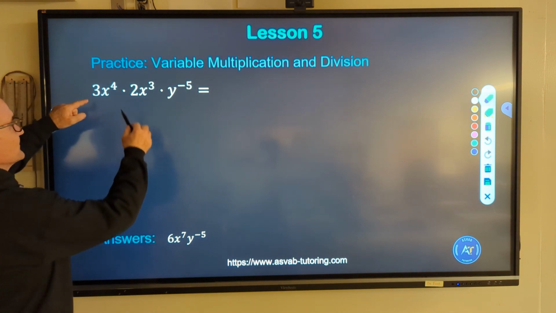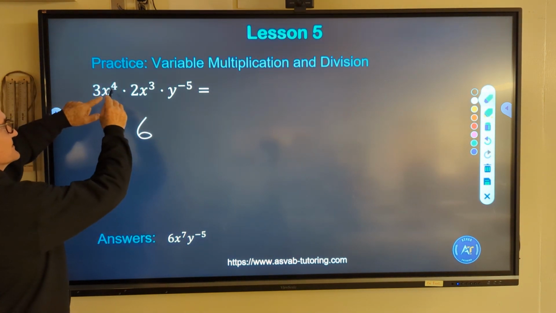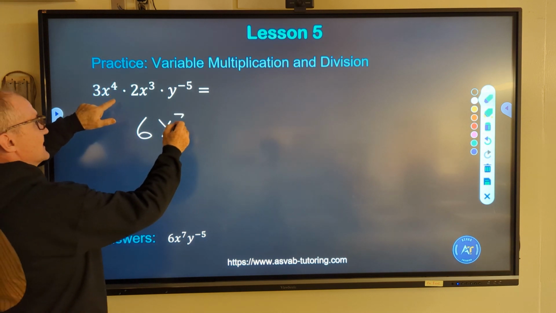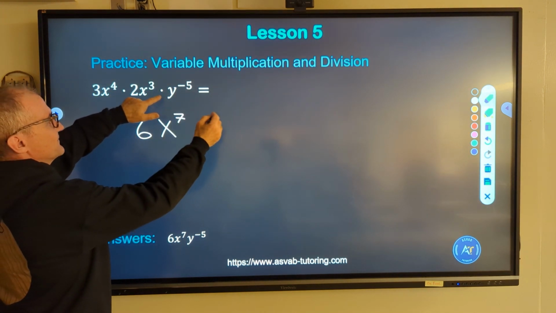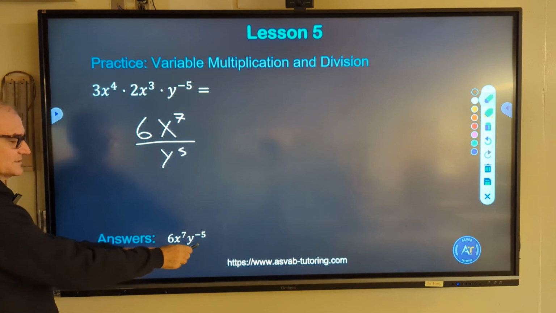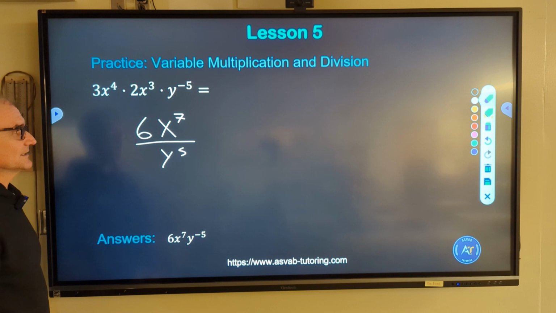So I have 3 times 2 gives me the 6. X to the 4th, x to the 3rd. The base stays the same as x. I add those together. Y to the negative 5 could go up here, or it could go down here. So this is a good answer, or this right here is a good answer. Either one is just as good.